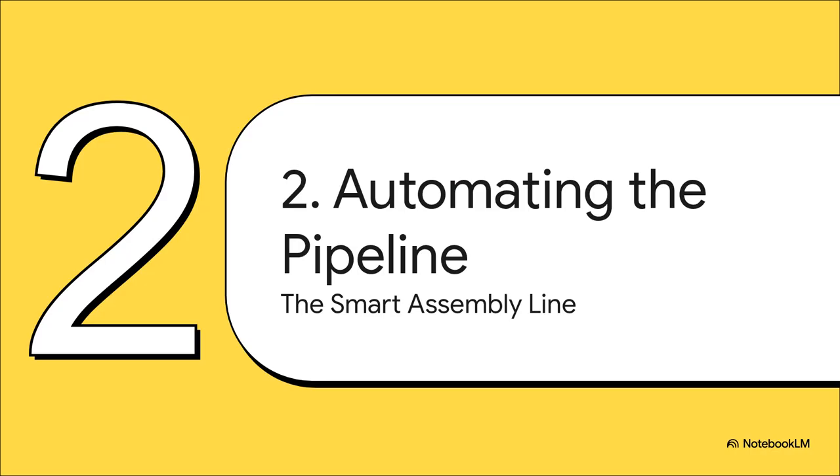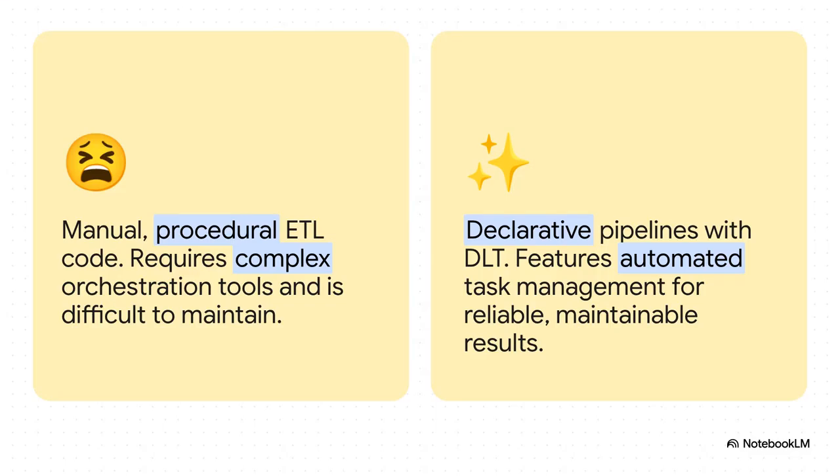So, we have our blueprint. But a plan is pretty useless if you can't actually build the thing automatically and make it scale. This is where we need a smart assembly line. And in the world of Databricks, that assembly line is called Delta Live Tables. You know, before tools like Delta Live Tables, or DLT for short, building data pipelines was just a procedural nightmare. Seriously, you had to manually code every little step, juggle these complex orchestration tools, and you were always on edge about something breaking. DLT completely flips that around.